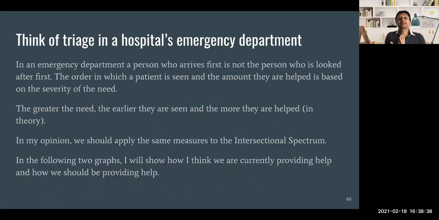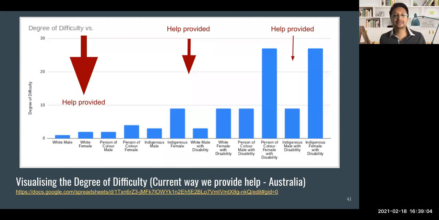And this is definitely wrong. But when you start to think about this as triage in a hospital's emergency department, right? A person who arrives first is not necessarily the person who's looked after first. And the order in which a patient is seen is based on the severity of the need and how much they can help them. And the greater the need, the earlier they are seen and the more they're helped, in theory. And so when you're looking at this intersectional spectrum, I was thinking about, how would you treat this as a triage in a hospital's emergency department?